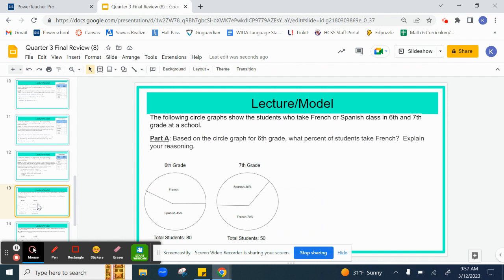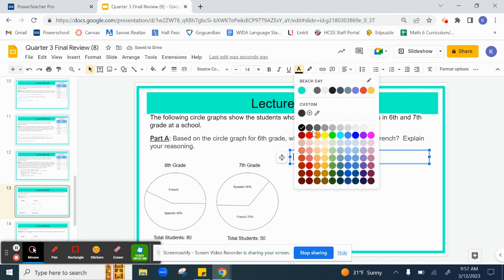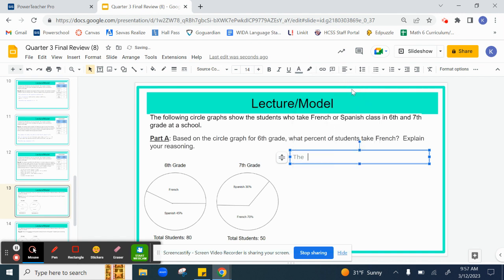The following graph shows the students who take French or Spanish in 6th and 7th grade at a school. Based on the circle graph for 6th grade, what percent of students take French? Okay. So I'm looking at 6th grade, 45%. So actually, first let's build our sentence frames. The percent of students who take French is, this is because, therefore my response is.